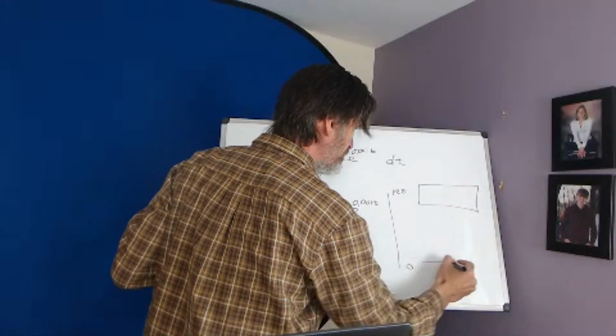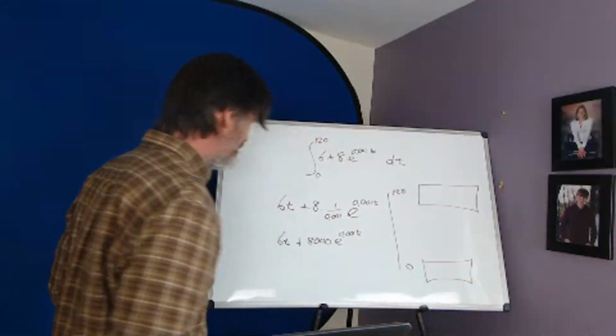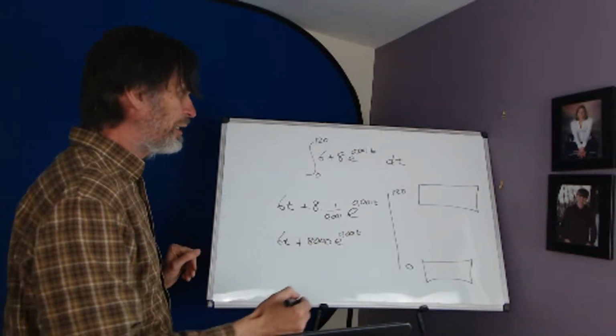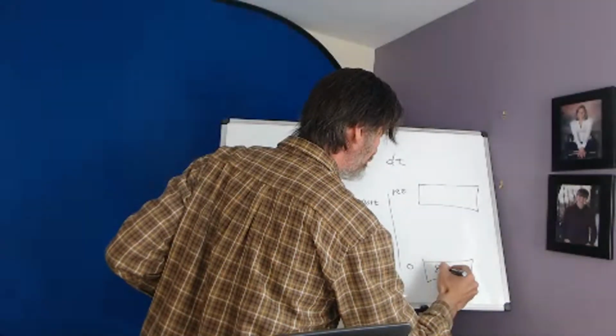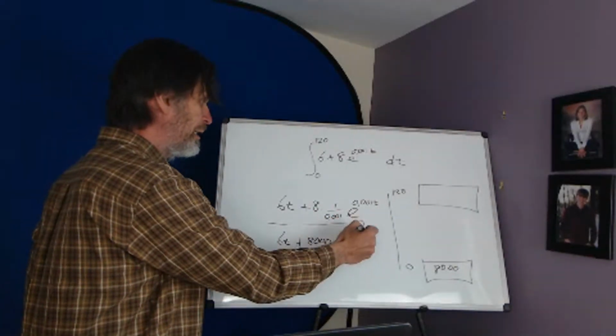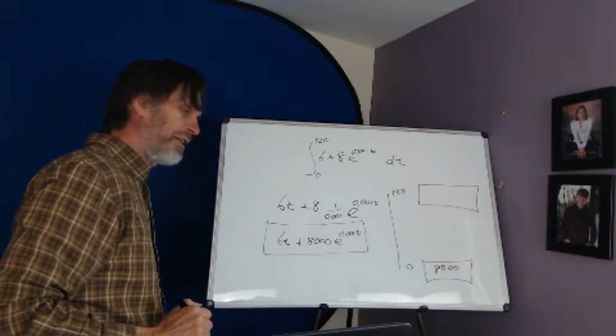Someone evaluate what you get when you plug in 120. I'll do it when you plug in 0 because I think I can do this one pretty easily mentally. Plug in a 0 here, it's 0. Plug in a 0 there, it's 1. This is definitely 8,000 on the bottom side. What do you get when you plug 120 into our antiderivative?